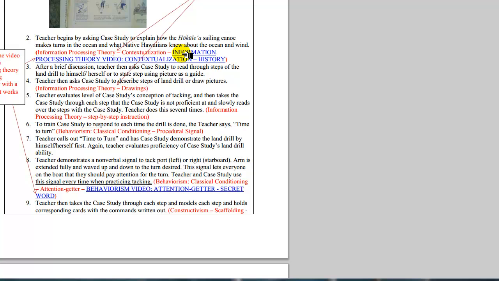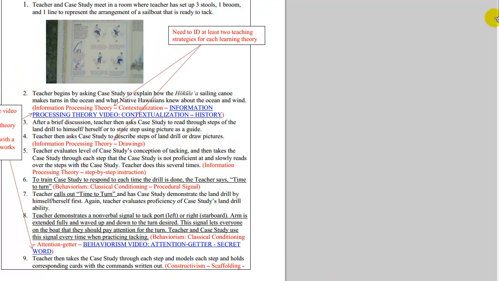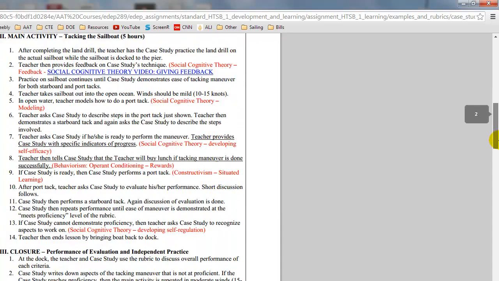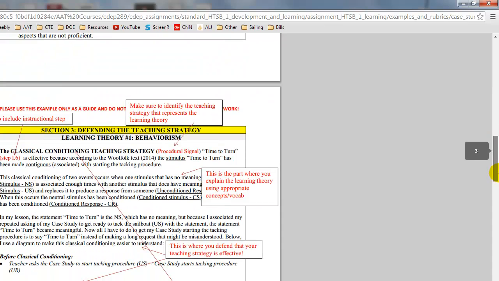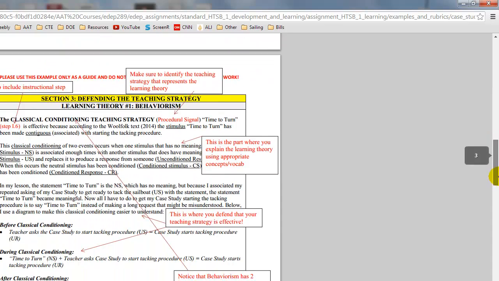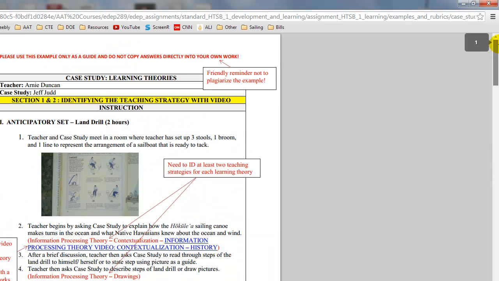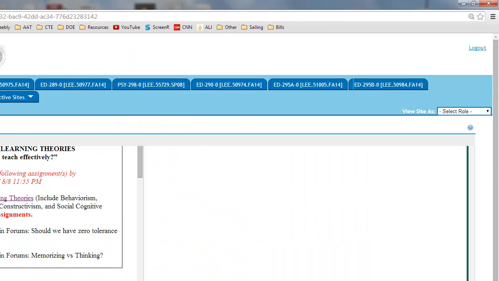And then here's a video about doing information processing using a history lesson, so we can see what that looks like. So you do 2 for each one, and then below that you would do your description for why it works. Okay, so that is it, and that would be the last major assignment for the semester. So almost there.